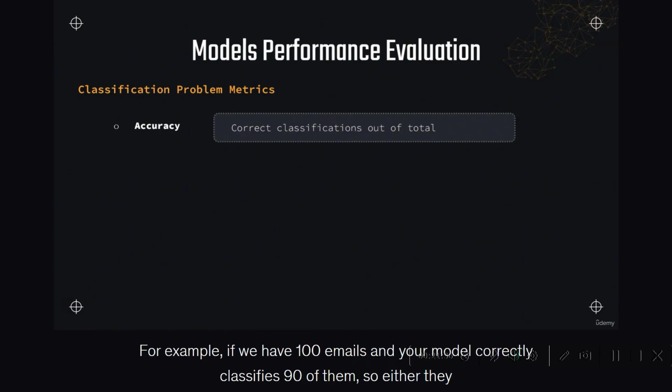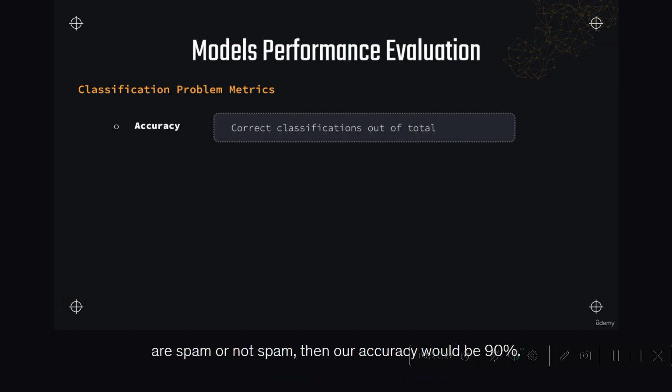For example, if we have 100 emails and your model correctly classifies 90 of them, so either they are spam or not spam, then our accuracy would be 90%. So 90% of the total classifications are correct.